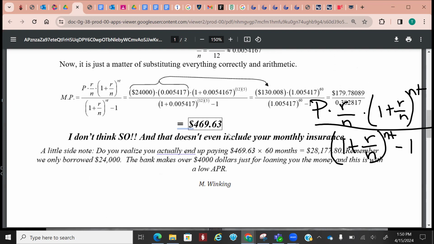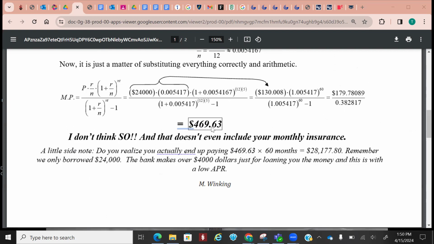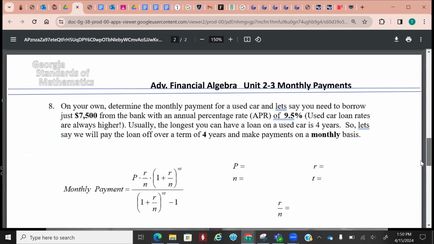I don't think so. And that doesn't even include your monthly insurance. So you would have a $469.63 fee every month to pay just for your car, not including your insurance. Do you realize that you actually end up paying $469 for 60 months, which is $28,000? Remember, we only borrowed $24,000. So the bank makes $4,000 more just for loaning you the money, and this is with a low APR.